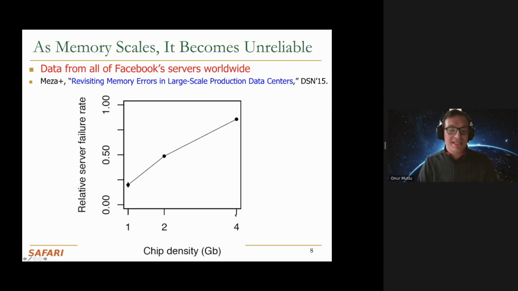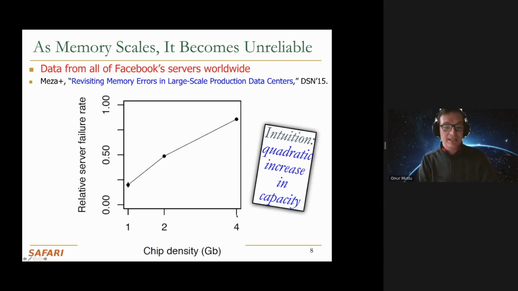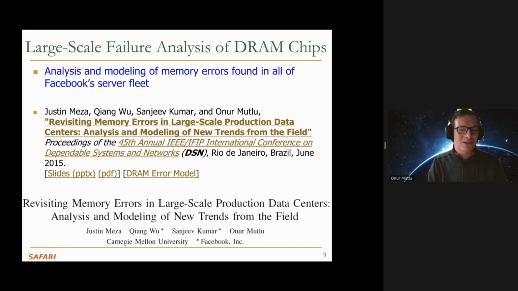But the intuition is that as your chips get denser, they become more vulnerable to noise, and you get more errors, bit errors essentially, because cells are closer to each other and they're more vulnerable to noise. There's more to talk about here, which is exciting, I think, but I don't have time to discuss that.